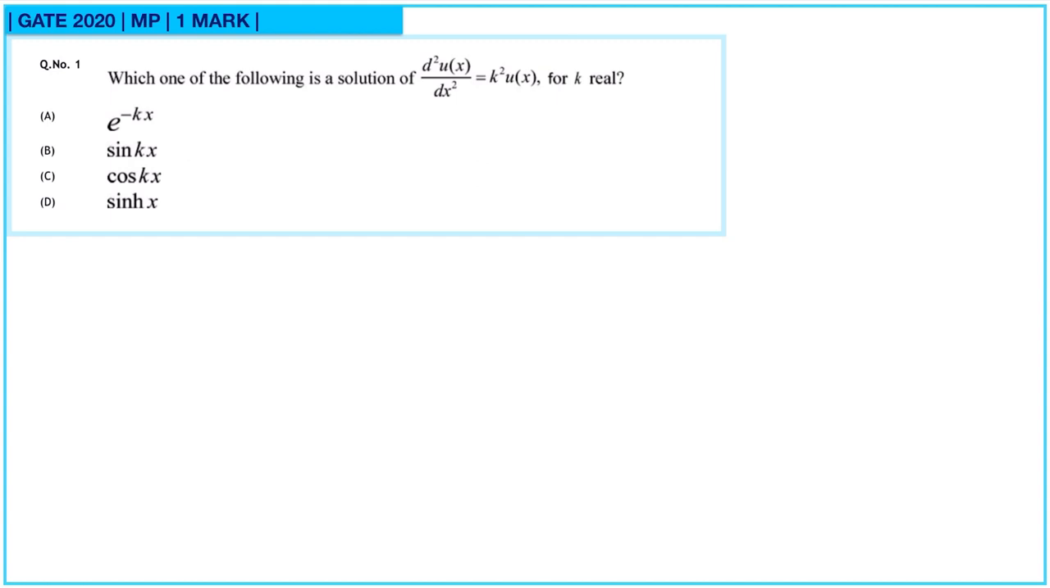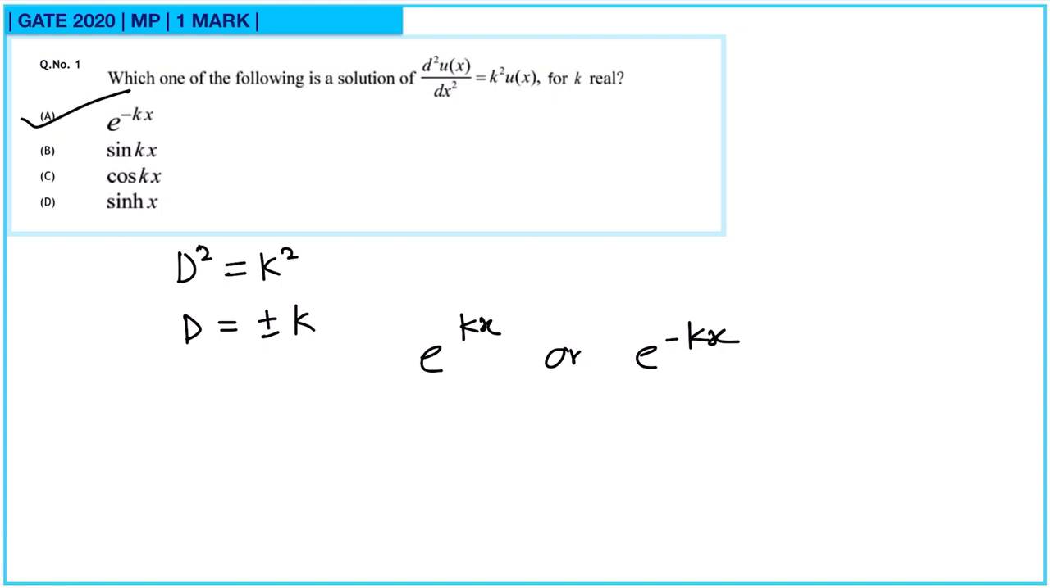Question 1. Which one of the following is a solution of d²u/dx² = k²u(x) for k real? So this is the equation. We have D² = k², so D = ±k. So the solutions are e^(kx) or e^(−kx). So option A is correct.